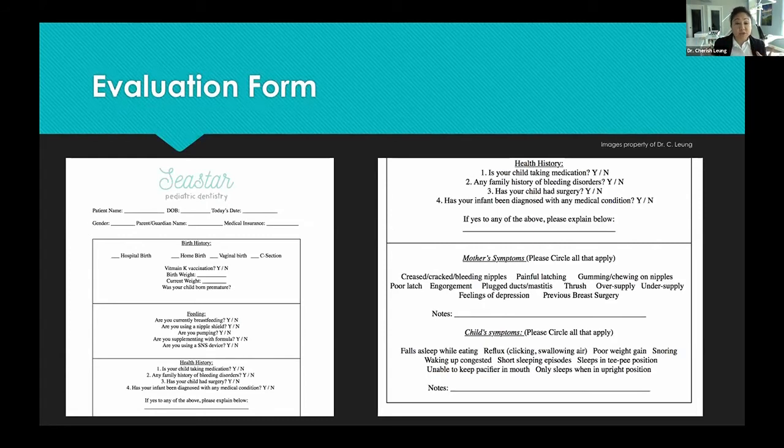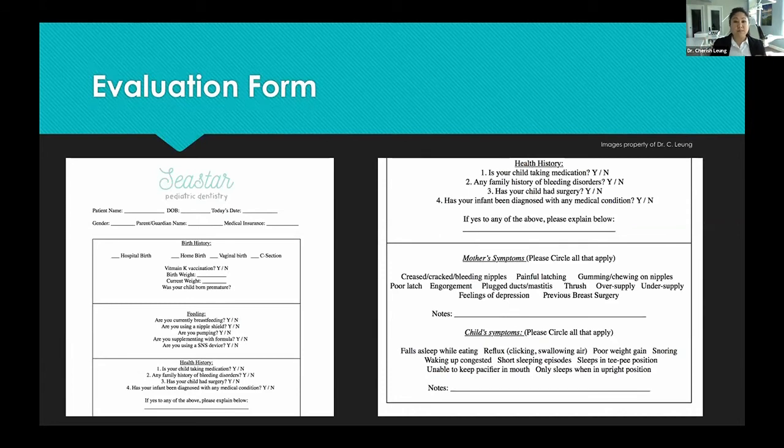If they didn't, it's up to you and your discretion if you want to choose to not provide it and have them seek maybe an ENT opinion. Birth weight, current weight allows you to evaluate, are they growing? Do they have failure to thrive? Are there any issues? And then feeding issues, you can see there, it's basically everything I discussed already. Same with health history, and then mother symptoms and child symptoms.